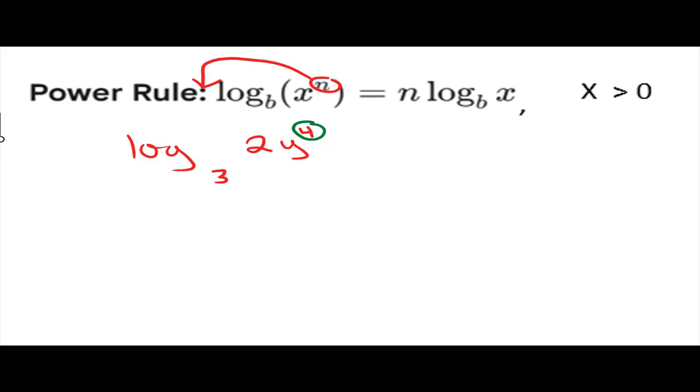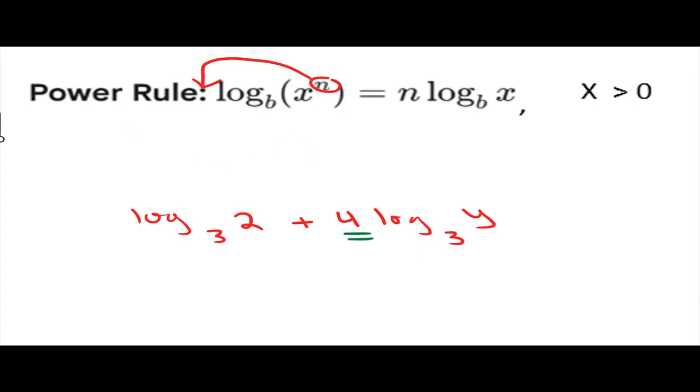Because you have to think of these as two separate terms. This is a 2 times a y to the 4th. So when I expand this, this is going to be log base 3 of 2 plus 4 log base 3 of y. So you notice I moved the 4 to the front of the log here. So the 4 got moved to the front of the log. This exponent got moved to the front of the log when I'm expanding. Okay? Let's try another example of this.